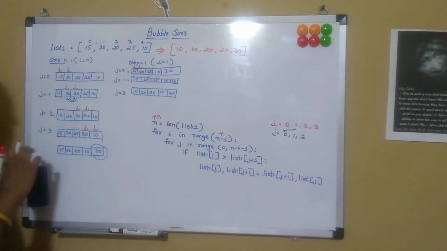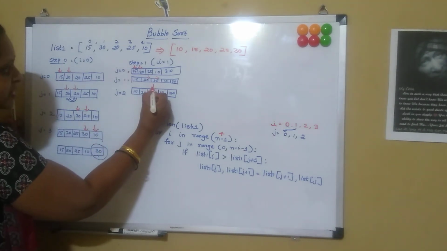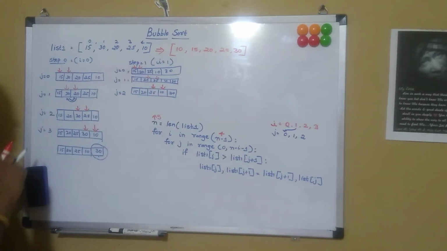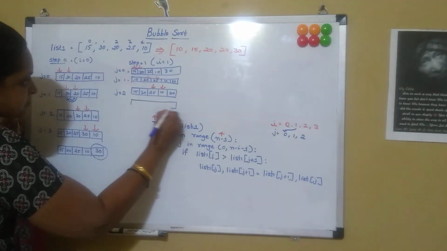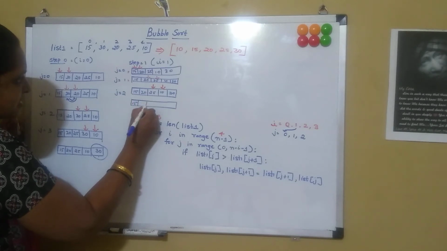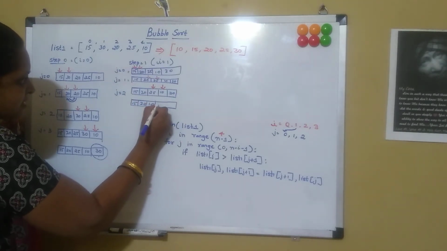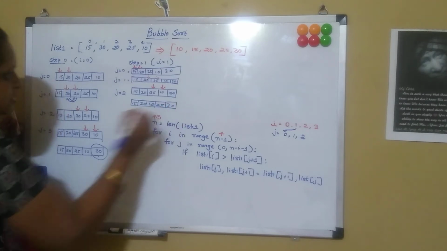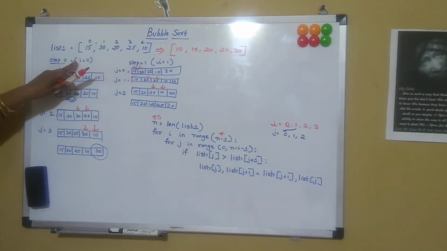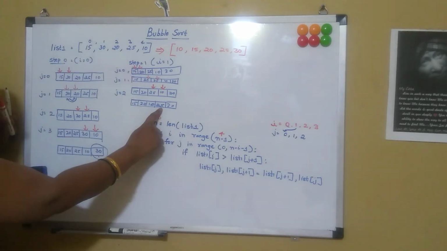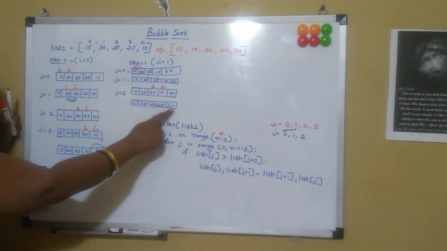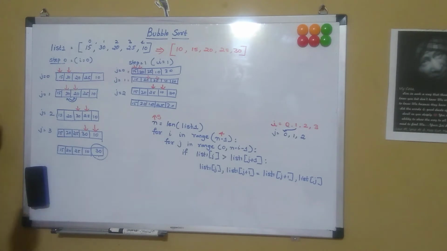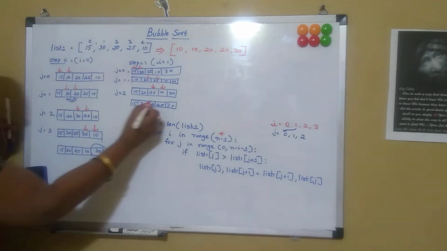For j equal to 2, it will compare 25 with 10. Here 25 is greater than 10, so it will do the swapping. So we get 15, 20, 10, 25 and 30. After the second iteration, this was the first iteration, this was the second iteration, we have seen that the second highest element, that is 25, has occupied the next position after 30. So these two elements have been swapped.